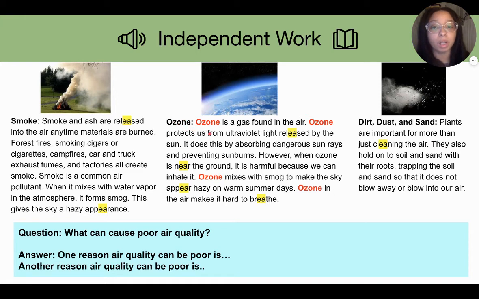Ozone. Ozone is a gas found in the air. Ozone protects us from ultraviolet light released by the sun. It does this by absorbing dangerous sun rays and preventing sunburns. However, when ozone is near the ground, it is harmful because we can inhale it. Ozone mixes with smog to make the sky appear hazy on warm summer days. Ozone in the air makes it hard to breathe.